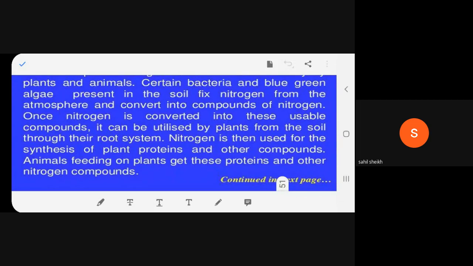Once nitrogen is converted into these usable compounds, it can be utilized by plants from the soil through their root system. Nitrogen is then used for the synthesis of plant proteins and other compounds.